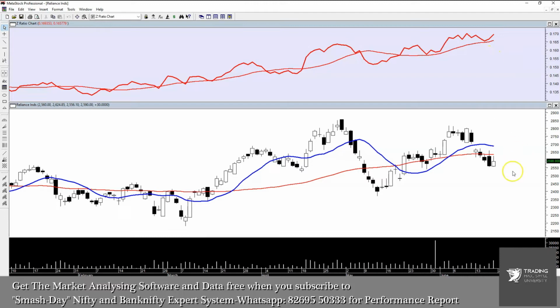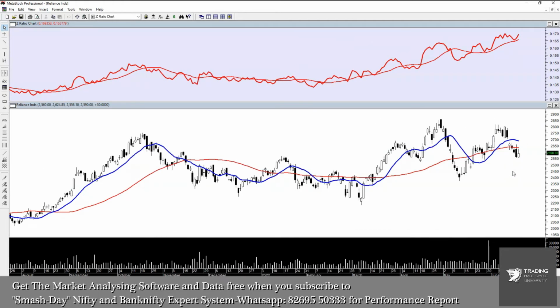So although Infosys is falling, its ratio chart is increasing, which means it is really doing better than the index itself. This is the way we can compare two stocks. Now the question is how we can find which stock is really doing well in terms of relative strength, because we have so many stocks in our database.